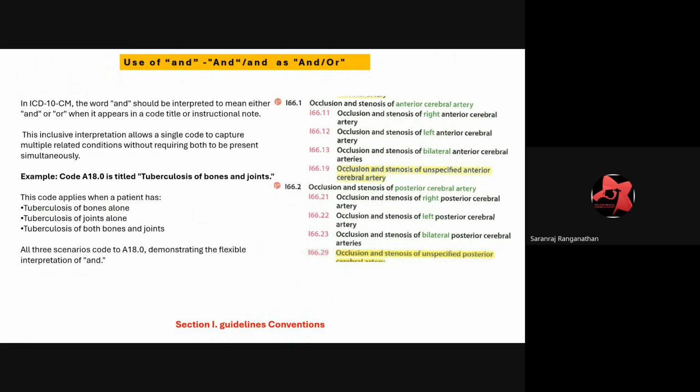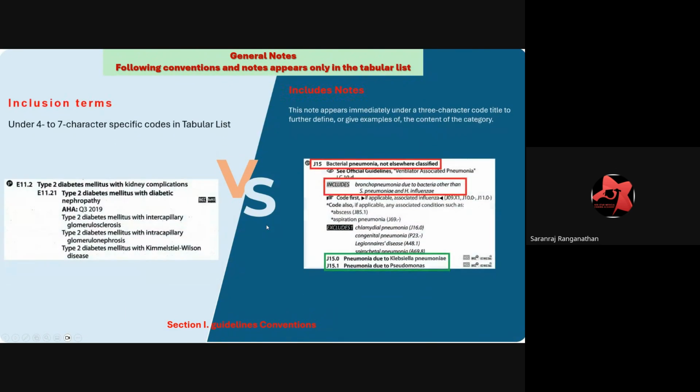Then coming to the next one: inclusion terms and inclusion notes. Very importantly, inclusion terms and inclusion notes. So what is an inclusion term? Under the fourth, fifth or sixth character category, there will be a specific description. Along with that description, we can call a condition by other names. For example, if your team lead's name is X, we can call him a team lead, or we can call him X. Like that, we will have the inclusion terms, which means a condition will have certain other names.